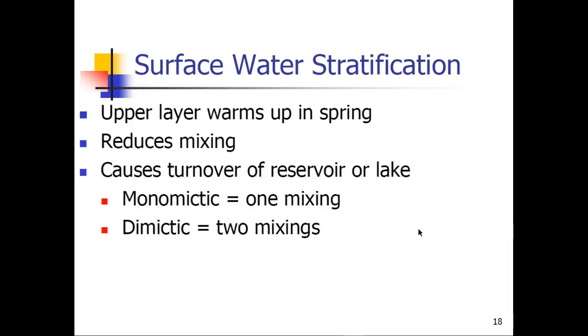Stratification. The upper layer warms up in the spring, reduces the mixing, and it causes the turnover of a reservoir or lake. And if it's one mixing, it's called monomictic. And if it's two, it's dimictic. So mono 1, di 2.